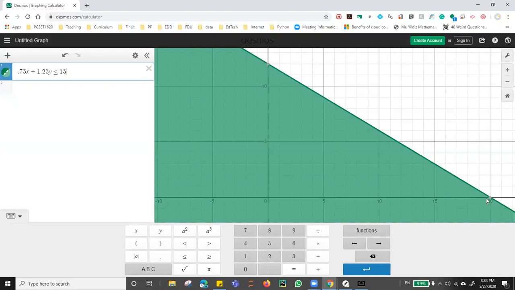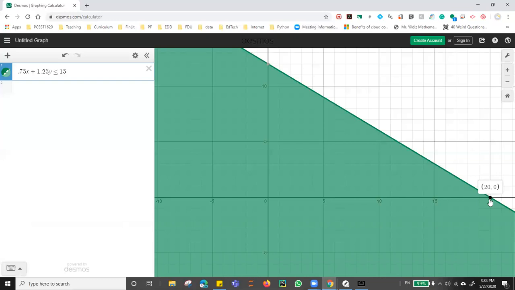Or what you can do is, as you see this point right here, because we have the less than or equal to sign, you may buy 20 small rights and 0 large, and you're going to spend exactly $15, all of your money. Or the other one is you may get 0 small rights and 12 large rights, and you spend all of your money, and you just get one kind of rights, which is 12 large.